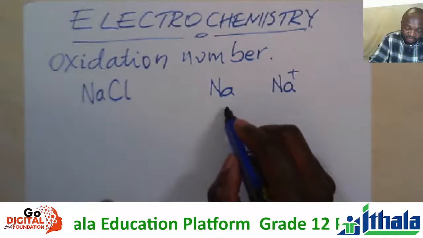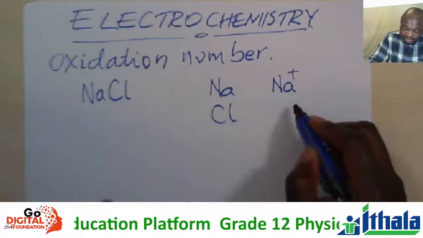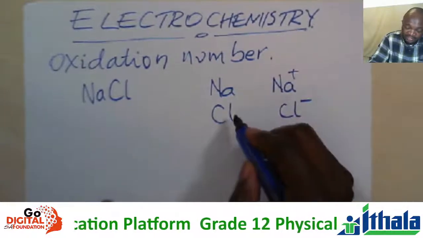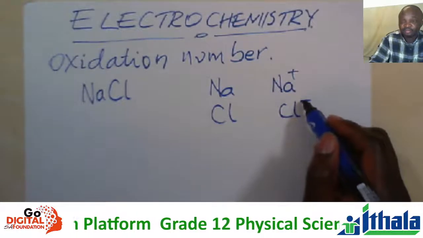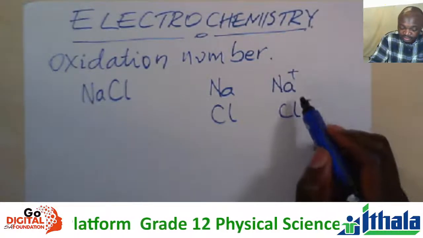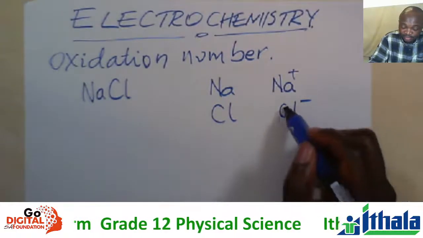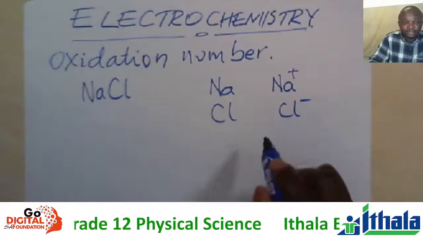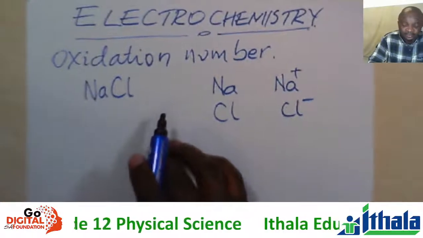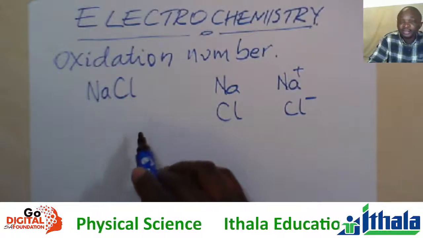Masibuke chlorine the same way. Chlorine in oxidation number -1, kanti sodium in oxidation number +1. So masithi +1 says understand ukuthi sodium has lost electron kanti chlorine has gained the electron. Yona oxidation number. Utreka kanjani oxidation number from a chemical compound?